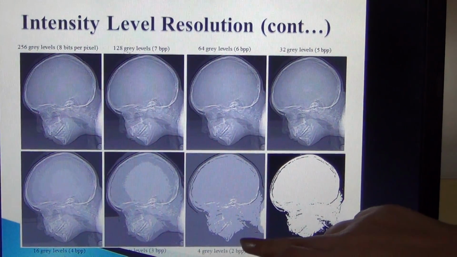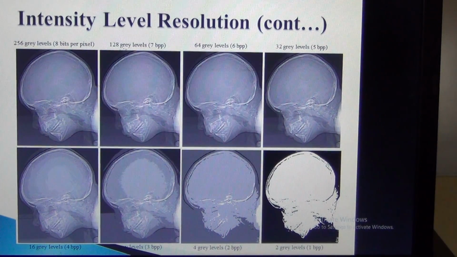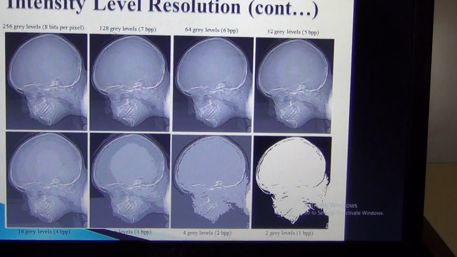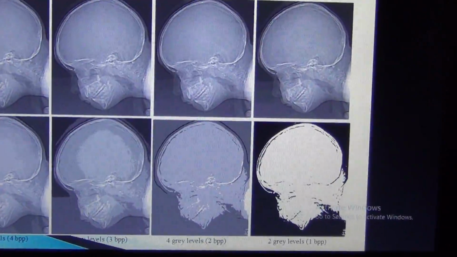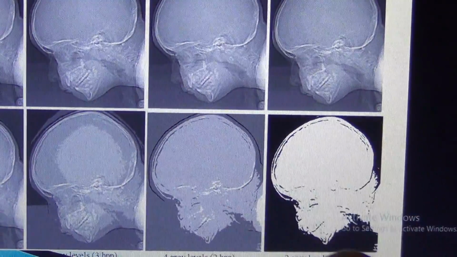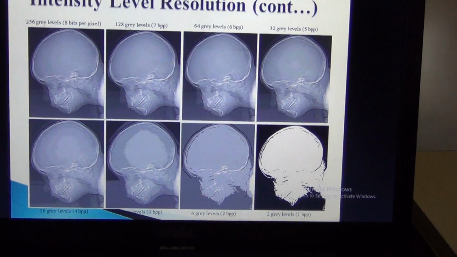The 2 gray levels are used here, which only consist of 0 and 1, that is a black and white image. And here we can see that 4 levels, that is 2 bits per pixel, are used. That means 4 different shades of gray are used. Here 8 different shades of gray are used, and 16 different shades of gray are used.